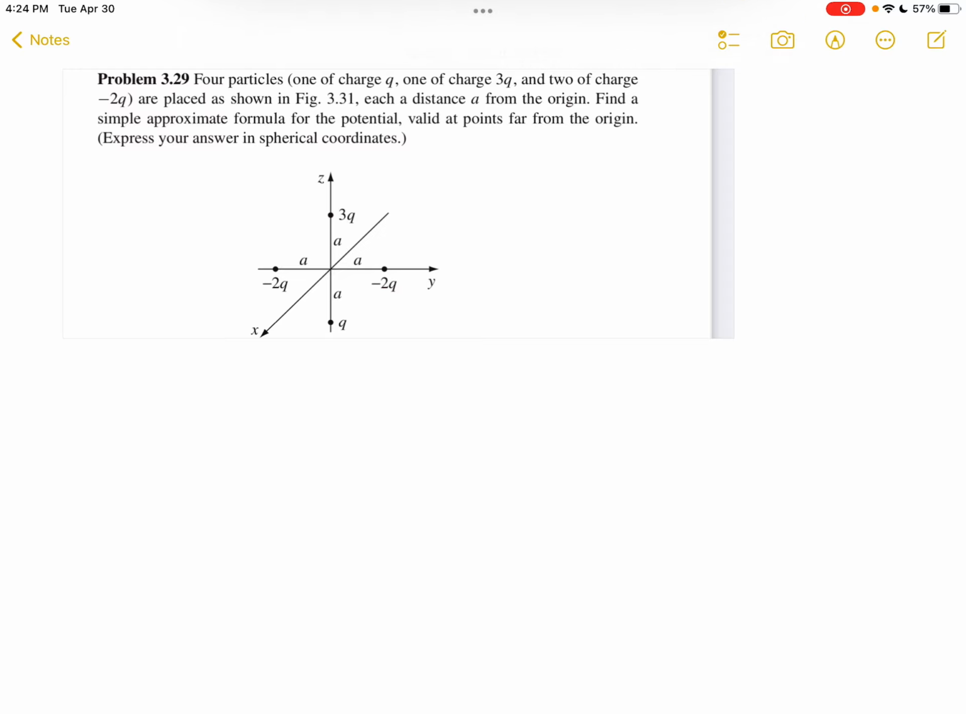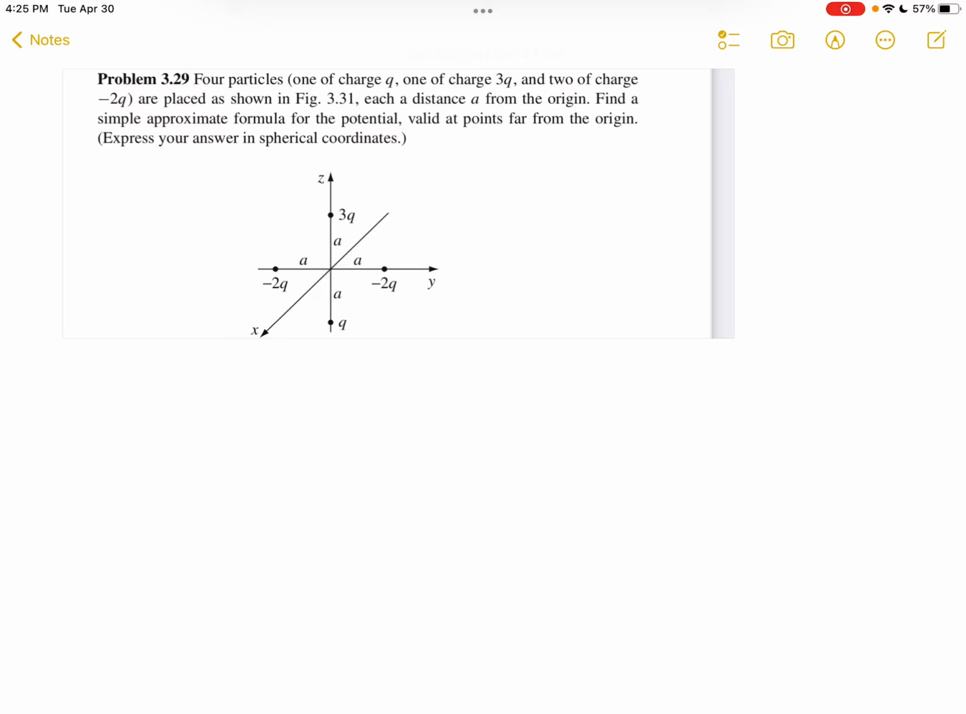Okay, for this problem, we have four particles: one of charge Q, one of charge 3Q, and two of charge negative 2Q. They're placed in a configuration like you see in the picture below, each at a distance A from the origin. Find a simple approximate formula for the potential valid at points far from the origin, and we want to express our answer in spherical coordinates.